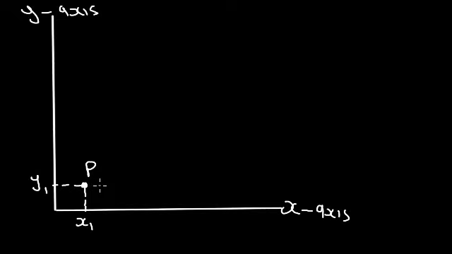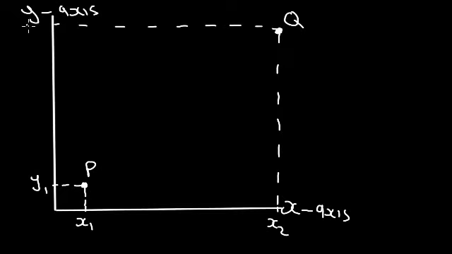If the object changes its position all the way to point Q, what would have been the distance moved by the object in both axes? You notice that the object has now moved a distance known as x2 along the x-axis, while it has now moved a distance known as y2 along the y-axis.